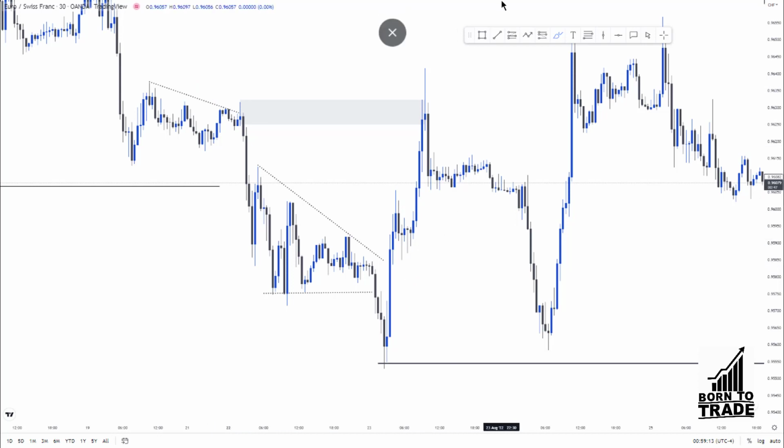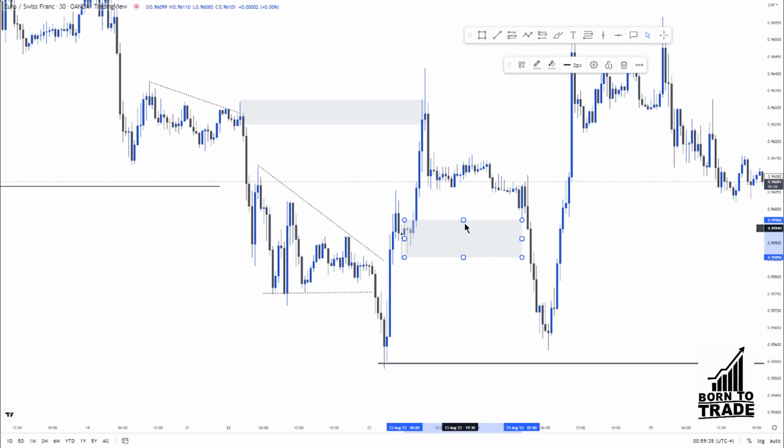So when price did something like this, people will actually want to trade from here. Some people will select this zone right here, this demand zone, and try to trade from it. Well, it's still a good zone for some people.